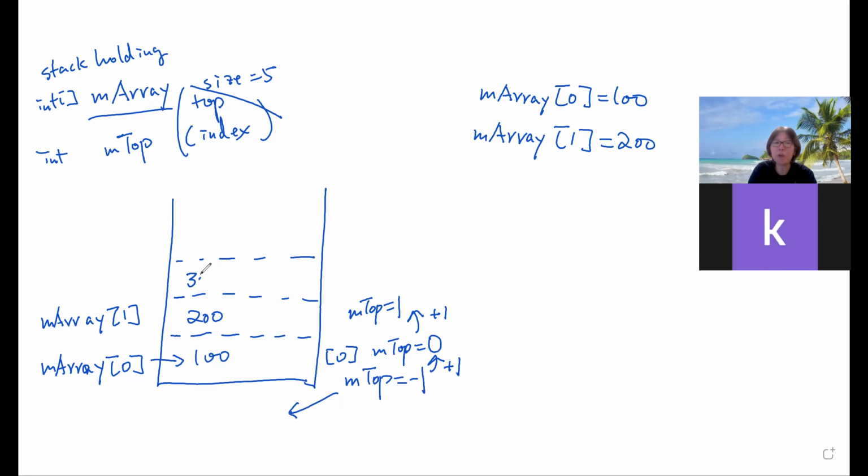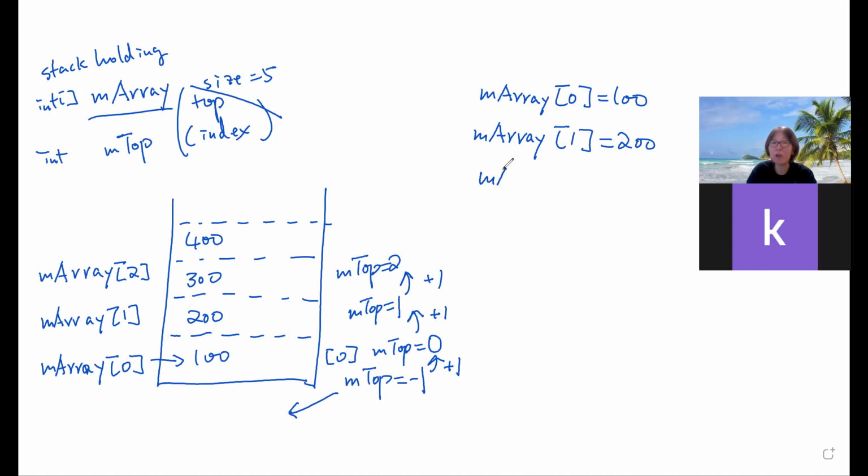And now you have 300, so it's array sub 2. And that means your top index is incremented by 1. Then you have 400. So here, array sub 2 is going to hold 300. Then with 400, the top index is going to be 3, so it's plus 1.